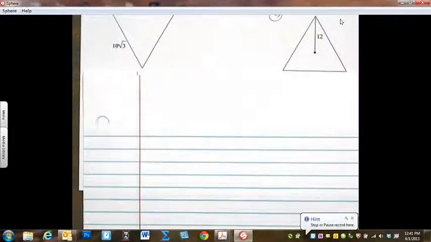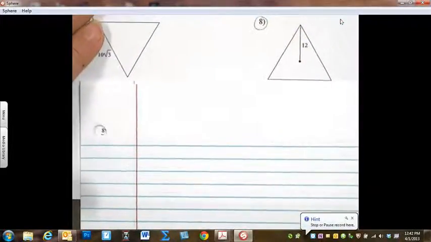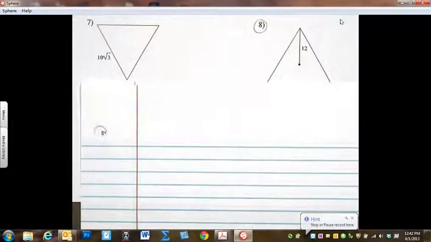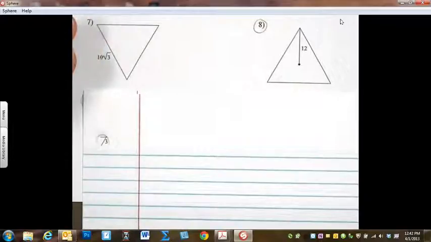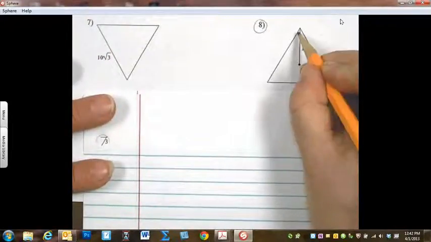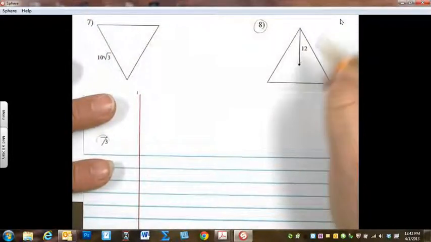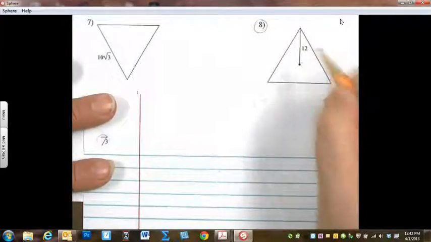Hey guys, okay, so here we are. This is some of the classwork we did today. Remember on the back you're just going to do the odds, but here we're going to look at number 8, and in number 8 do I have an apothem or a radii? Well, they've given me a radii for that shape.